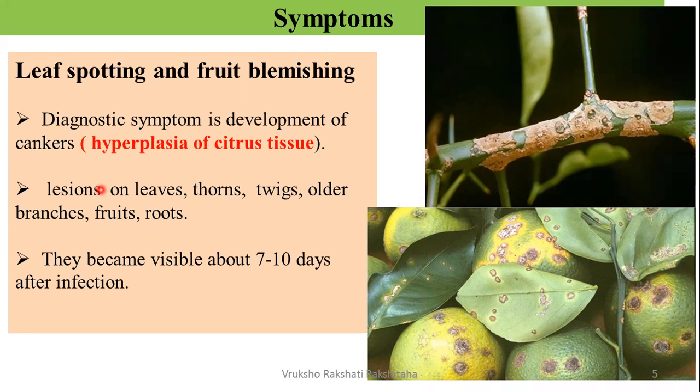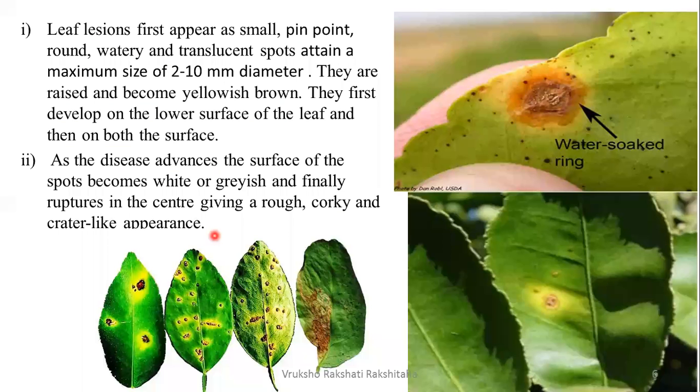The lesions occur on all the parts of the plants, that is, on leaves, thorns, twigs, older branches, fruits, and in severe cases it is found to even affect the roots. These symptoms become visible about 7 to 10 days after infection.